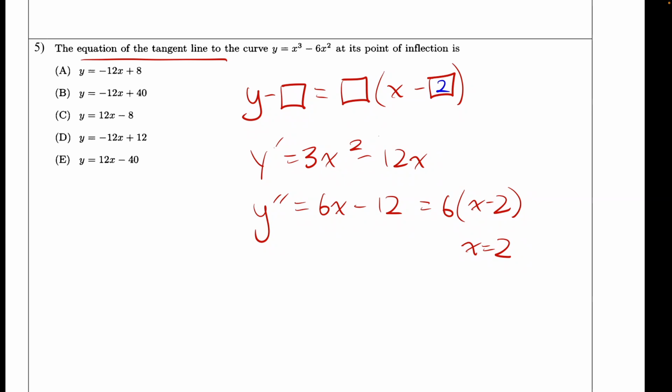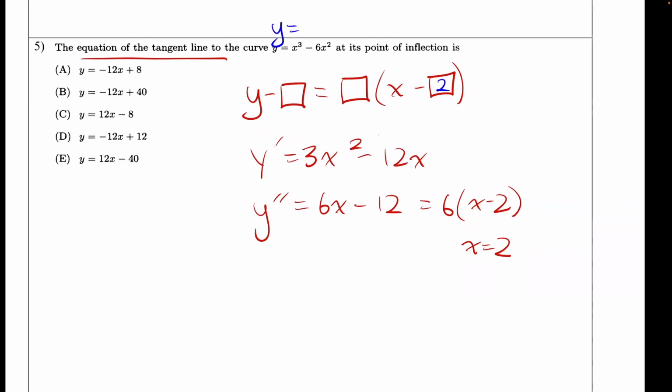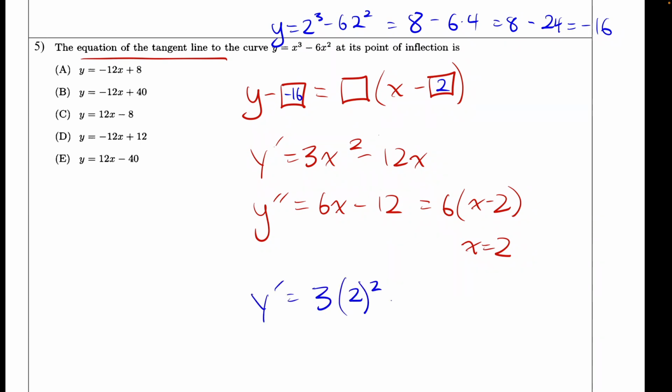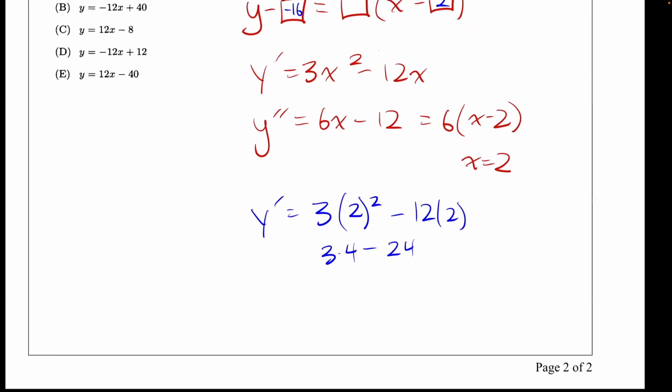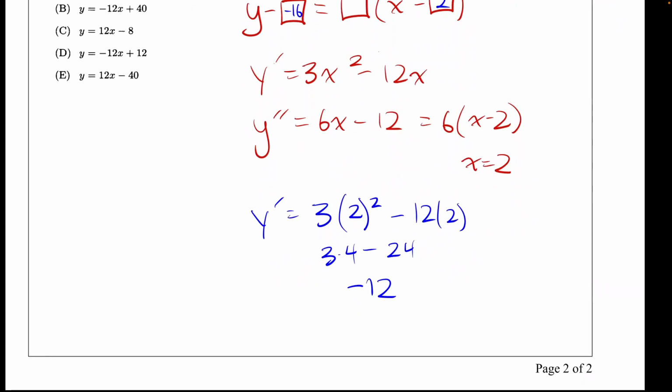When I plug in 2 into this equation, I'm going to get y is equal to 2 cubed minus 6 times 2 squared. This is going to be equal to 8 minus 6 times 4, which is 8 minus 24, which is negative 16. Negative 16, my goodness. And then I find the derivative, which means I plug 2 into my y prime. Y prime is equaling 3 times 2 squared minus 12 times 2. That's going to be 3 times 4 minus 24, which is 12 minus 24, which is negative 12. So I have a negative 12 here.